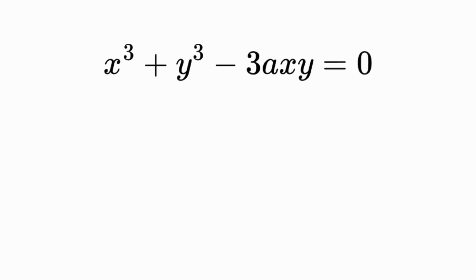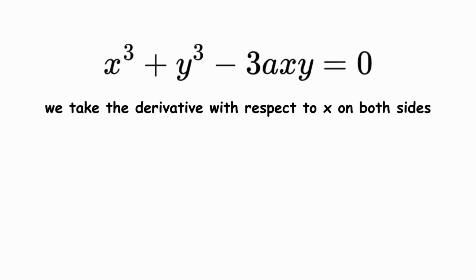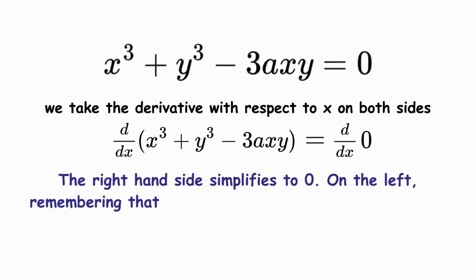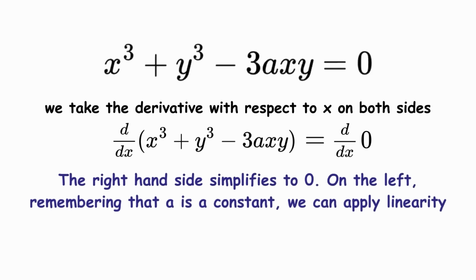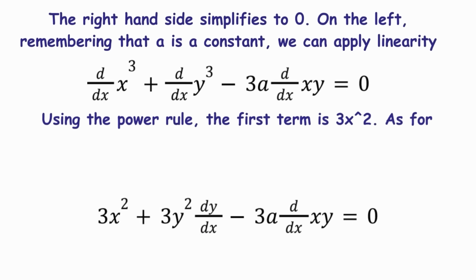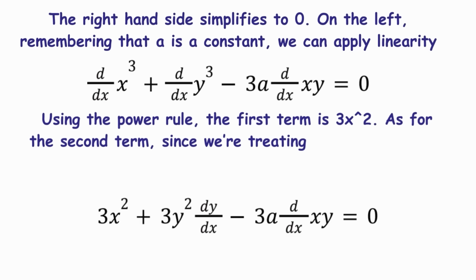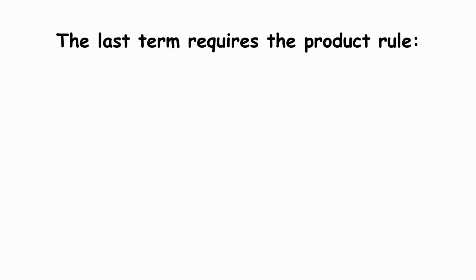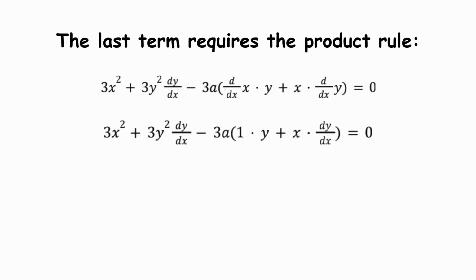Let's take our equation from before. Now we take the derivative with respect to x on both sides. The right-hand side simplifies to 0. On the left, remembering that a is a constant, we can apply linearity. Using the power rule, the first term is 3x squared. As for the second term, since we are treating y as a function of x, we will use the power and chain rules. The last term requires the product rule.